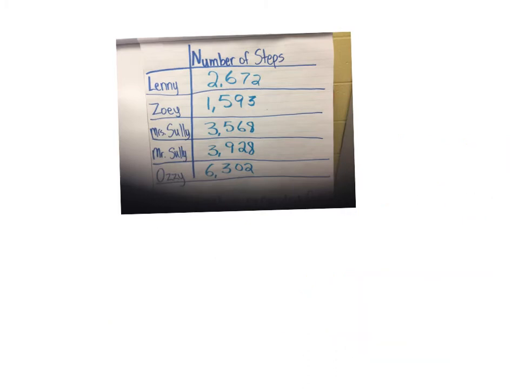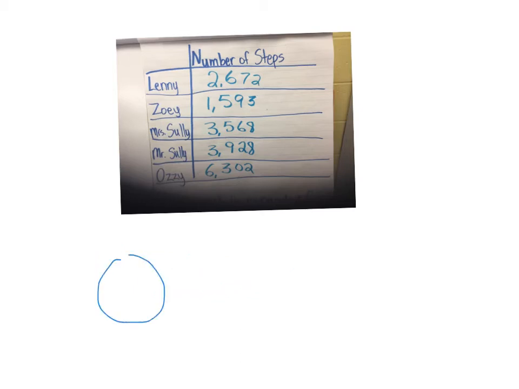Okay, now let me ask you this question. Which member of the group, when I say member of the group, I'm talking about Lenny, Zoe, Mrs. Soley, Mr. Soley, or Ozzie, has walked more than 4,500 steps? Pause the video and write down your answer.